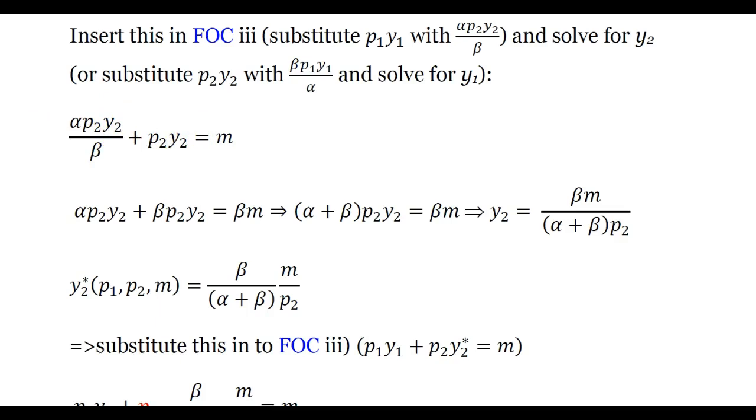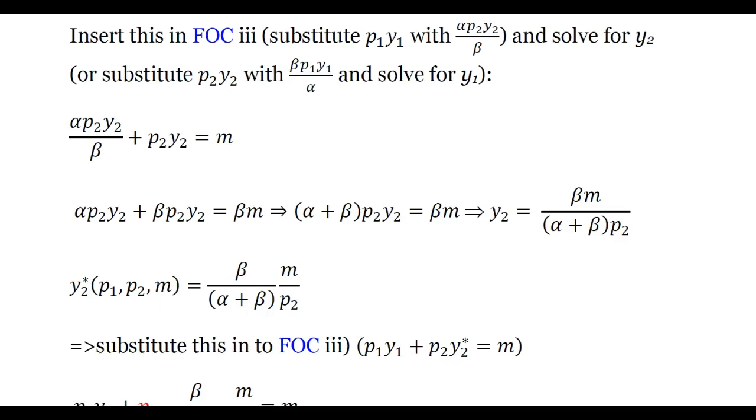So we see that the simplest case is to first multiply with beta, so we will get rid of the divided by beta there. So we have beta P2 y2 equal to beta m. That gives us alpha times P2 y2 and beta plus times P2 y2. So we will have alpha plus beta times P2 y2 equal to beta m. So when we solve this for y2, we will have beta m divided by alpha plus beta times P2, like that.